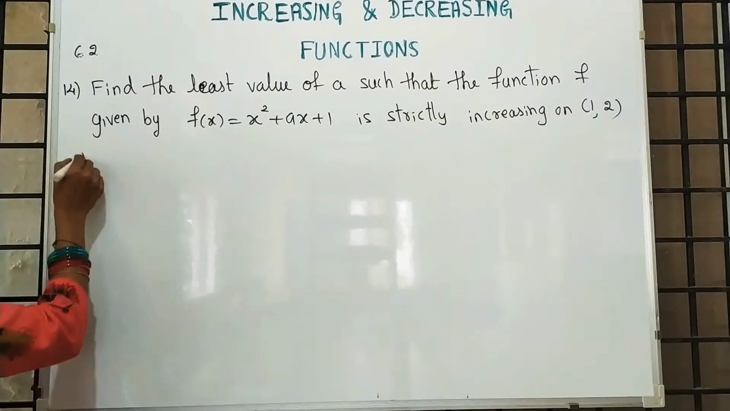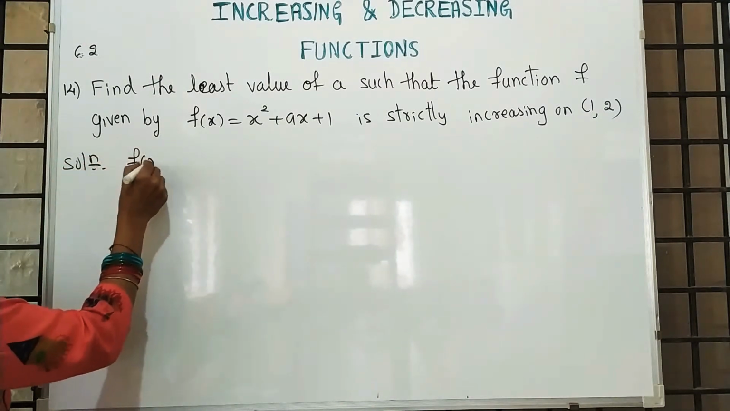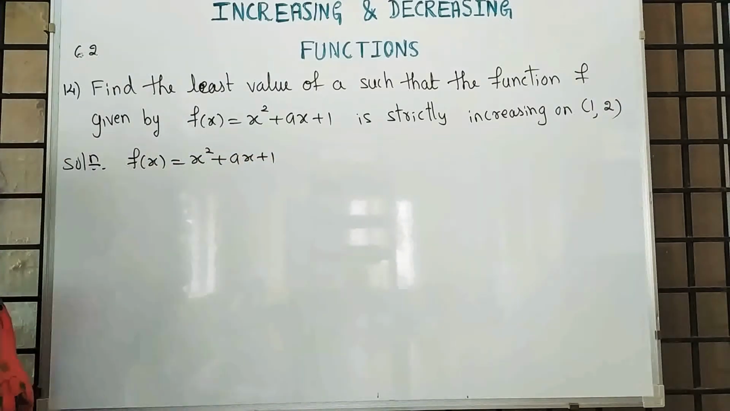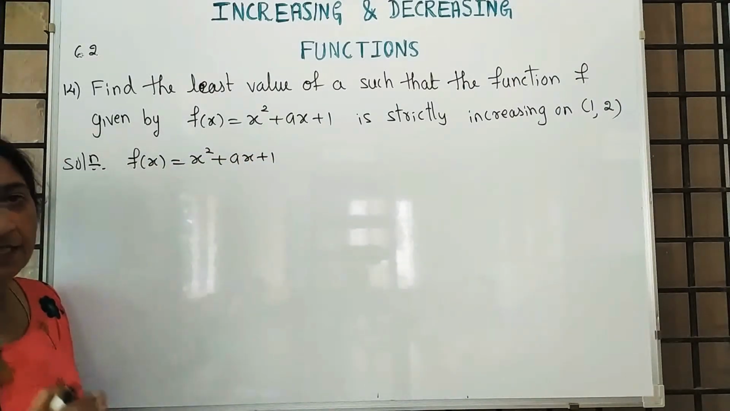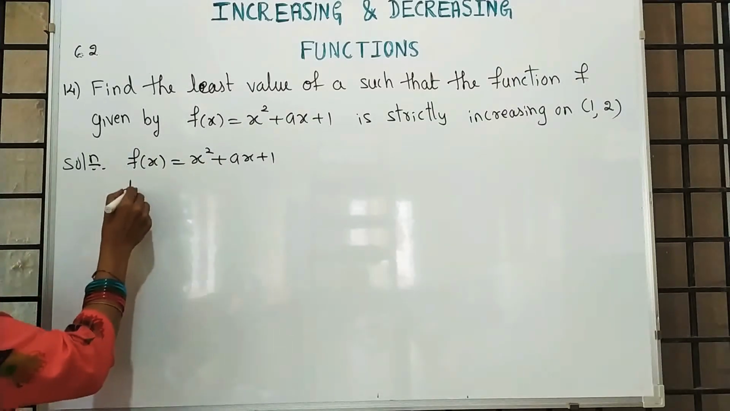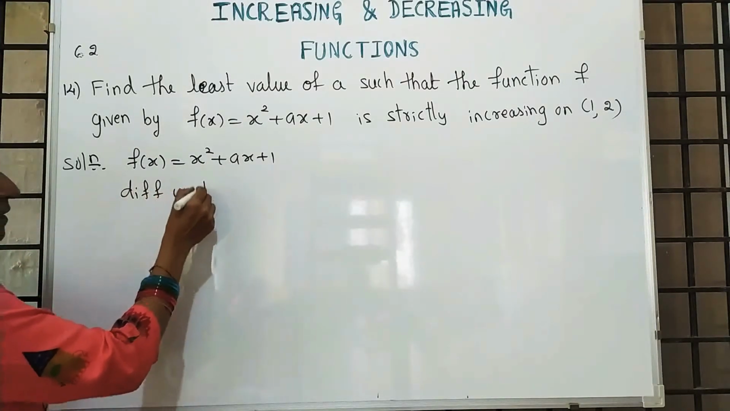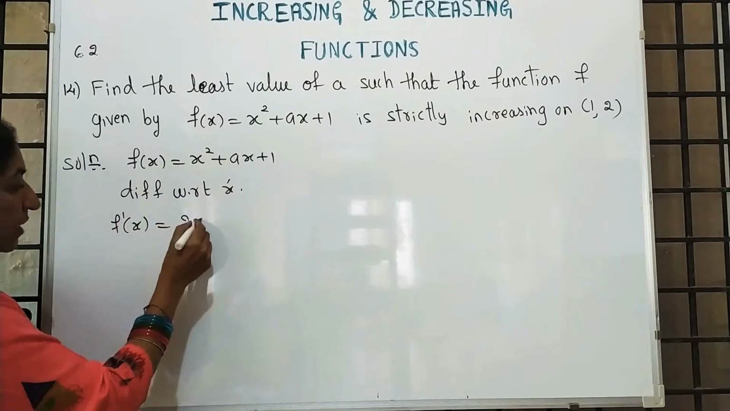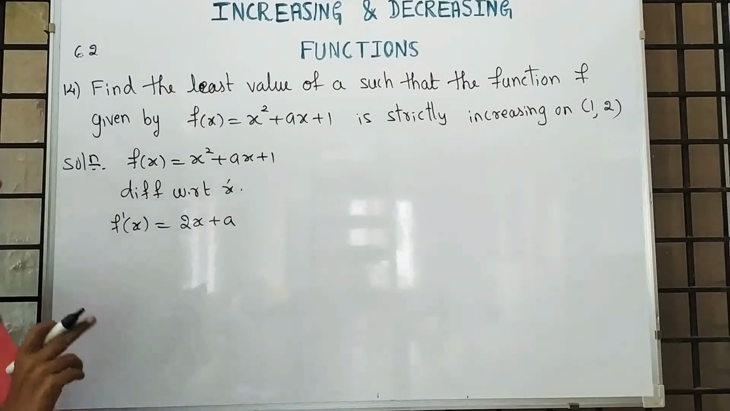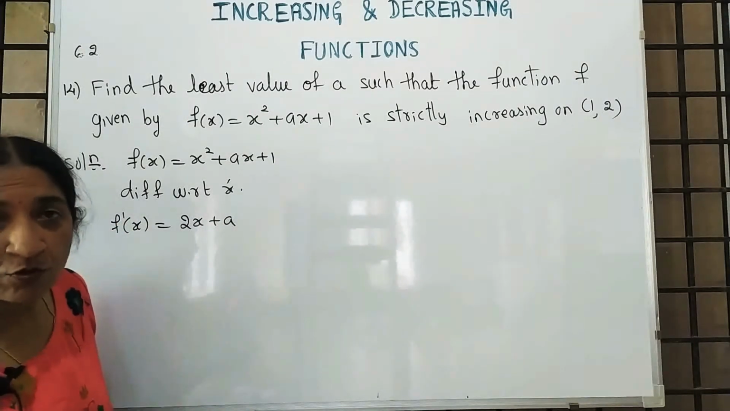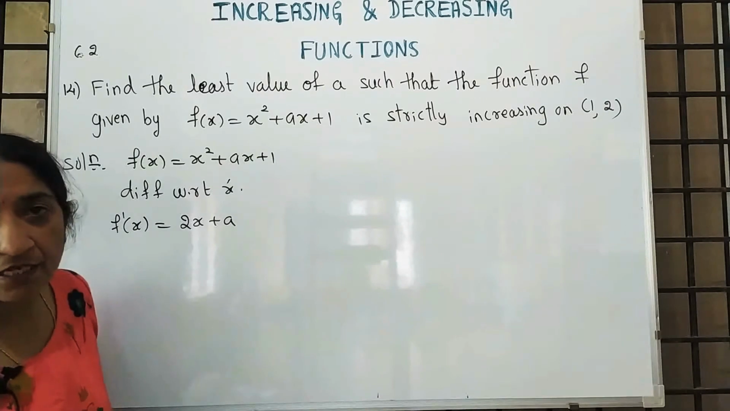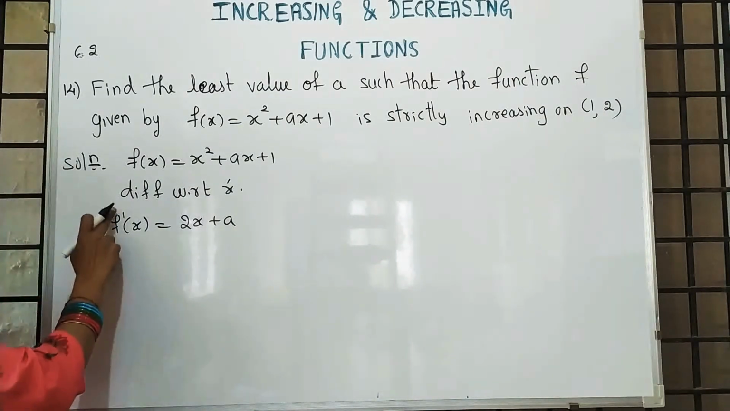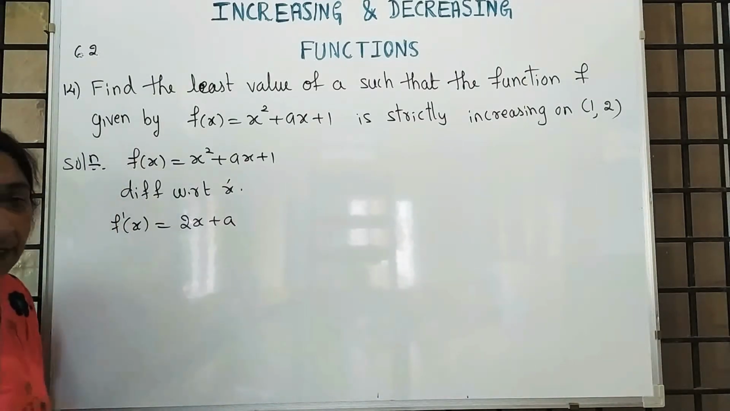In the solution, write down f of x is equal to x square plus ax plus 1. So as usual, to find the increasing and decreasing, first derivative is important. Differentiating with respect to x, f dash of x is 2x plus a. Here what is the question? We have to find the value of a if the function is increasing. And what is the condition for the increasing function? The increasing function condition is f dash, first derivative should be greater than 0.